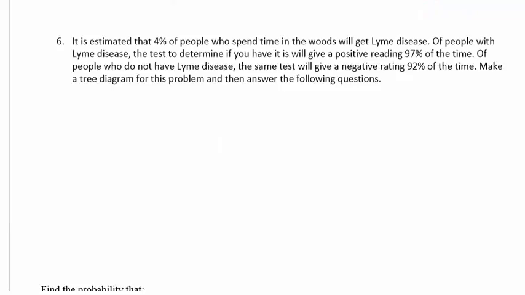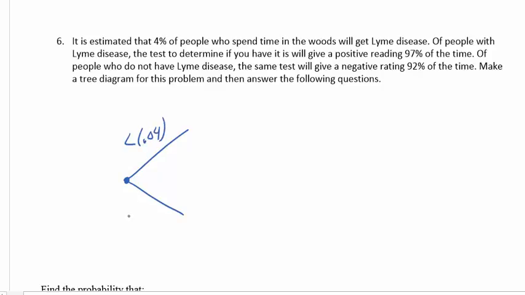Okay, number 6, I'm going to ask you to make a tree diagram to help illustrate what this problem is trying to tell us. And then the nice part is we're going to use the tree diagram to answer the question. So again, a tree diagram is just a quick visual way to illustrate this, a little bit easier for us to see. So it's estimated 4% of people who spend time in the woods will get Lyme disease. Okay, so we're going to start with our first little decision. If we go out into the woods, what happens? Well, either we get Lyme disease, which is 4% of us, or we don't have Lyme disease, which is 96%. Okay, one or the other.